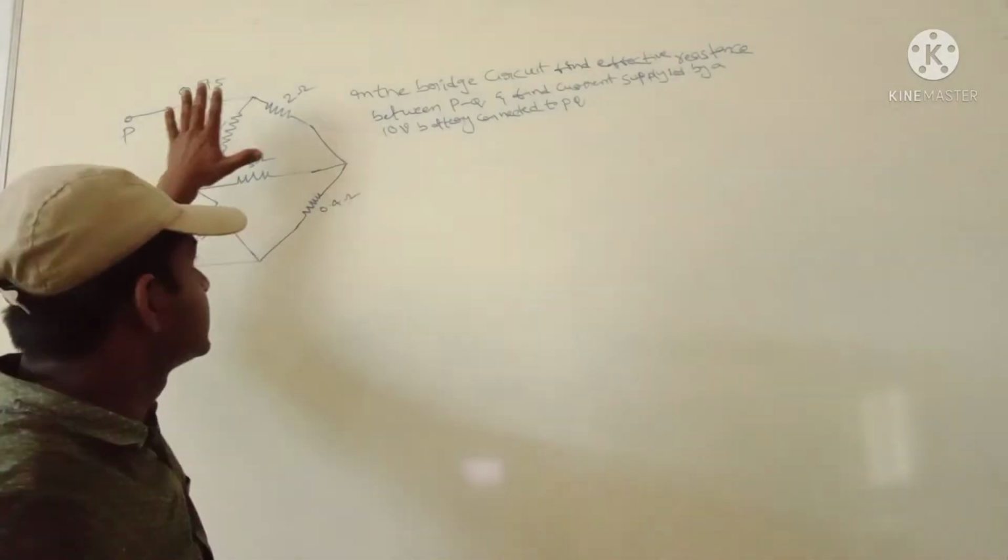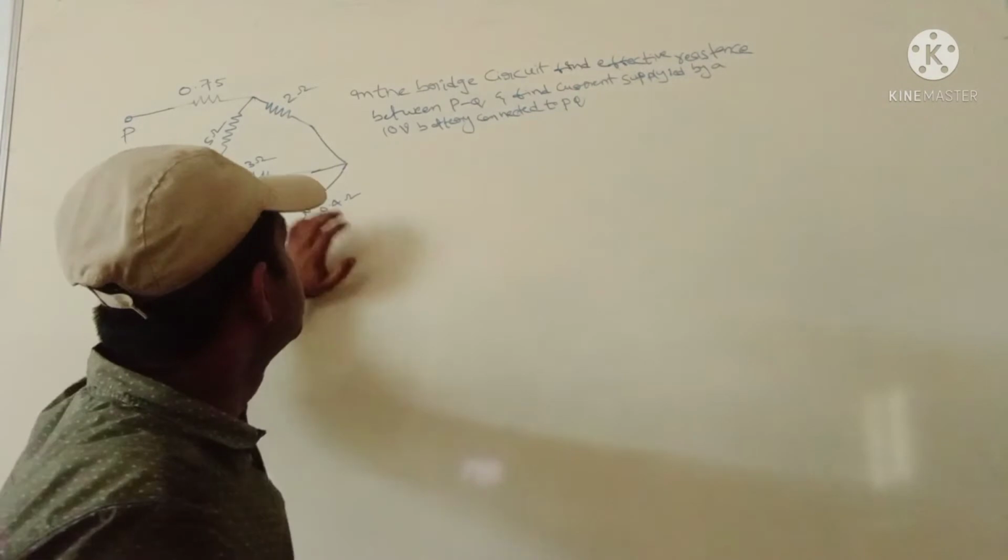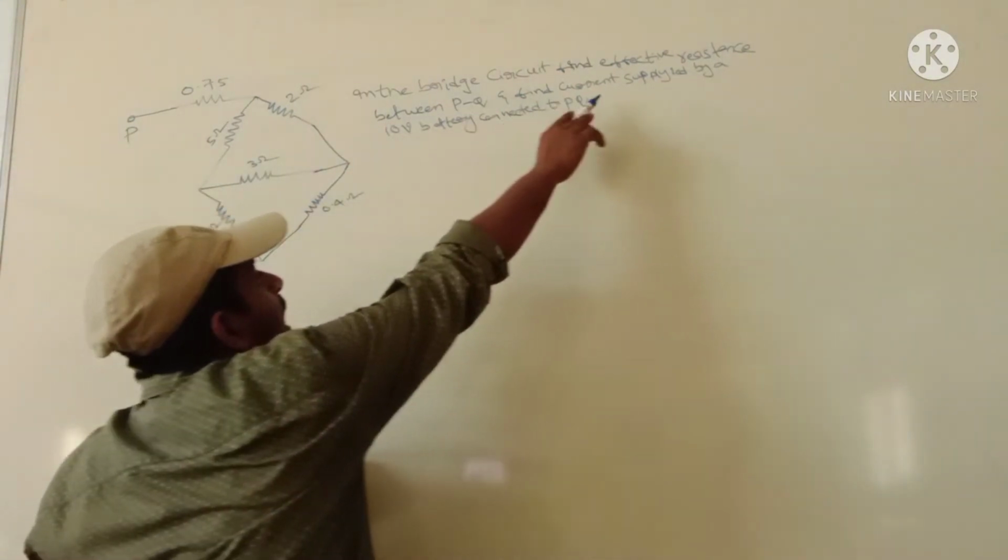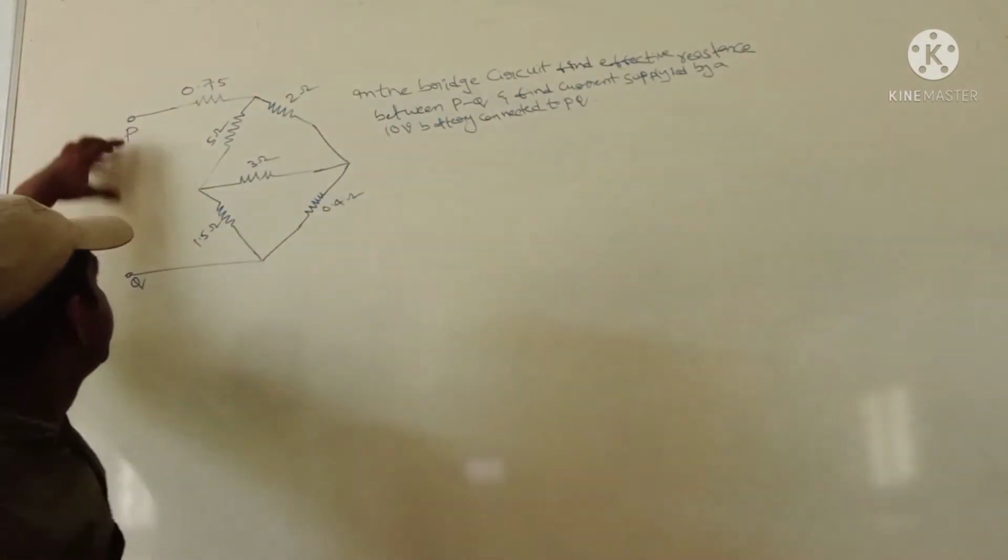Basically, this is like a Wheatstone bridge. In this bridge circuit, find the effective resistance between P and Q.